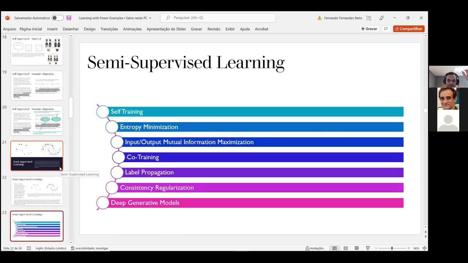In this problem setting, the author divides this topic into the following subtopics: self-training, entropy minimization, input-output mutual information maximization, co-training, label propagation, consistency regularization, and deep generative models.